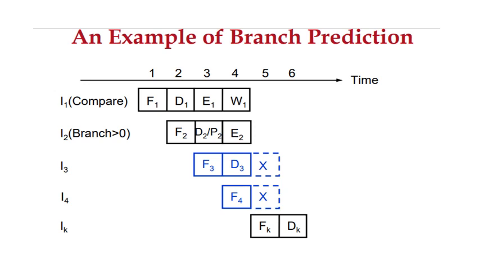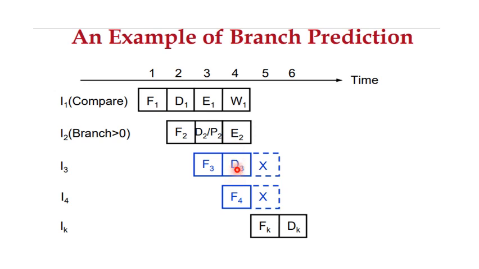An incorrect branch prediction is shown in the figure for a 4-stage pipeline. The figure shows a compare instruction followed by a branch instruction. The branch prediction takes place in cycle 3 while the instruction I3 is being fetched. The fetch unit predicts that the branch will not be taken and it continues to fetch instruction I4 as I3 enters the decoding stage.